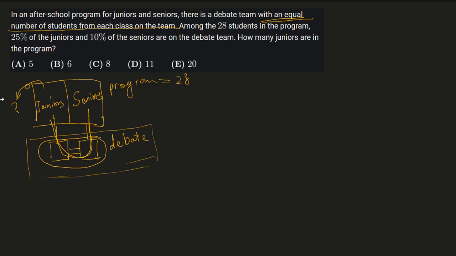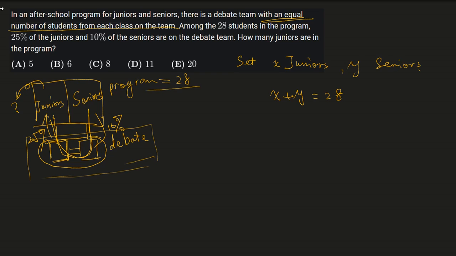And at the same time, we know that this part is 25% out of this. And this part, senior debaters takes 10% of all the seniors from the after-school program. And therefore, there are a couple of ways to set up this equation. Let's set X juniors and Y seniors, right? And the first relationship is very easy. X plus Y equals 28, right? We have a total of 28 students in the program.